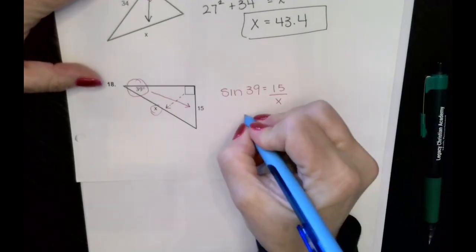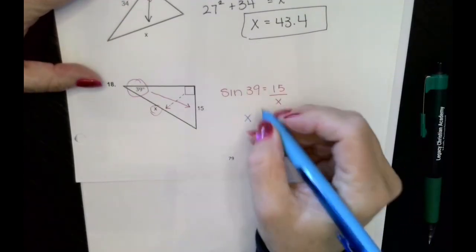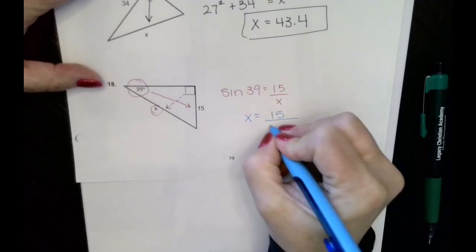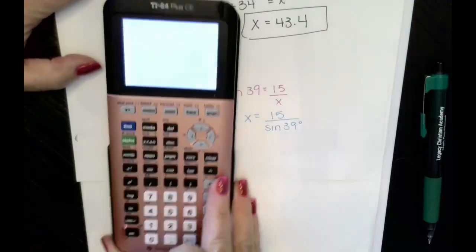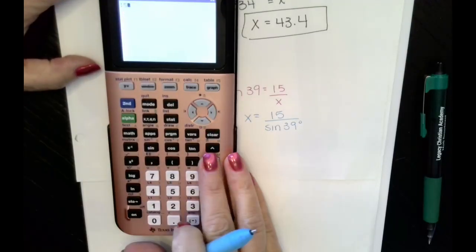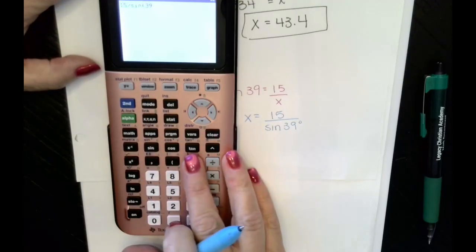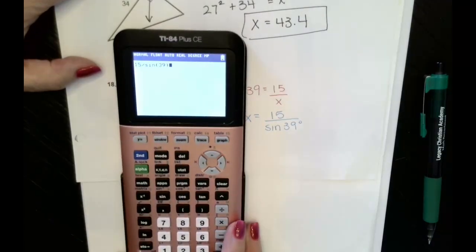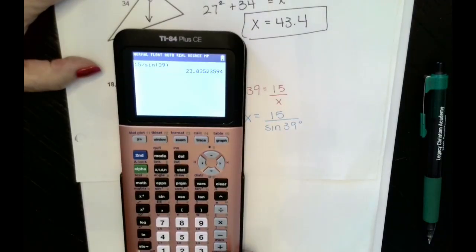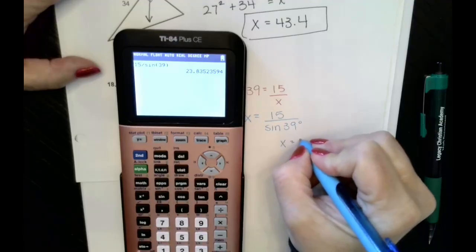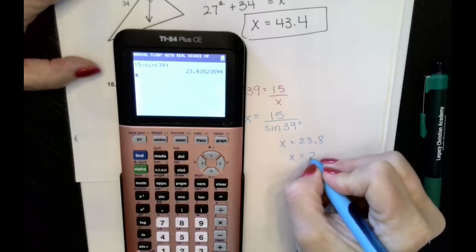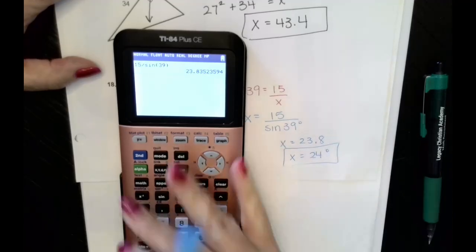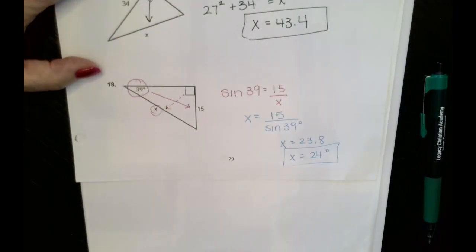So to get this out, I'm going to multiply both sides by x, and I end up with 15 divided by sine of 39 degrees. So now when we plug this in our calculator, we have 15 divided by sine of 39. And what we get is that this value of x is going to be 23.8. Because this is an angle, I'm going to say x equals 24 degrees. Okay, that's it.